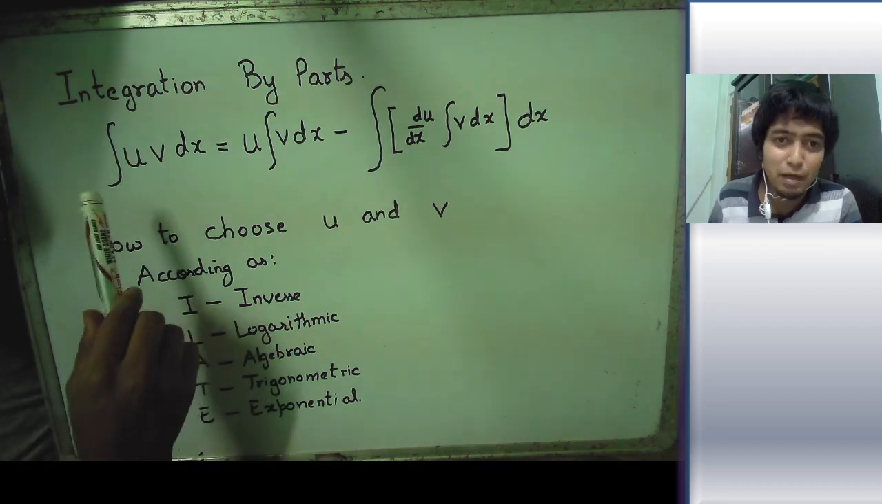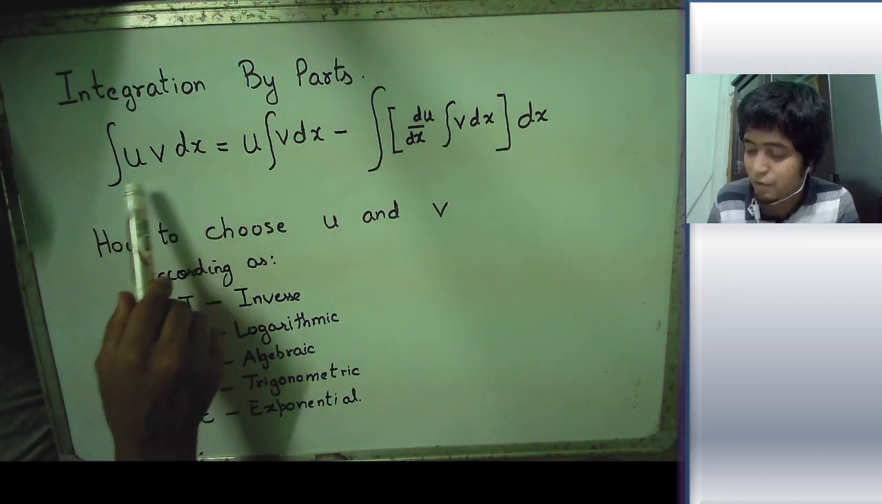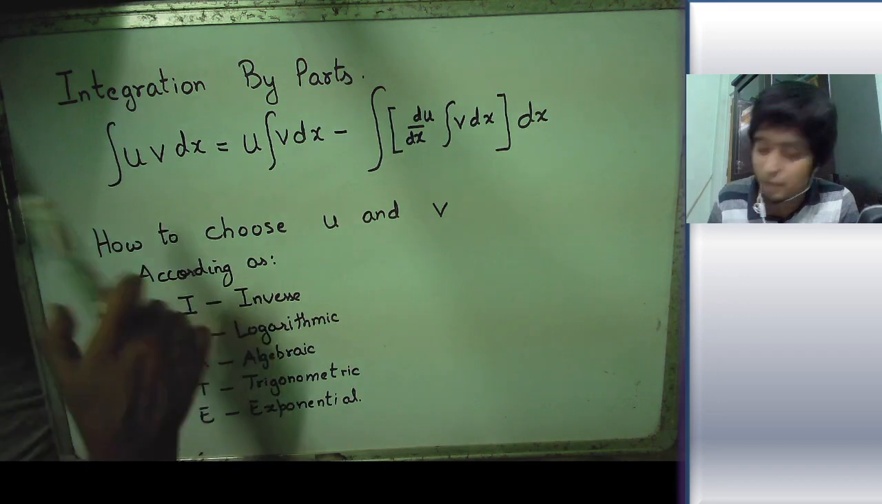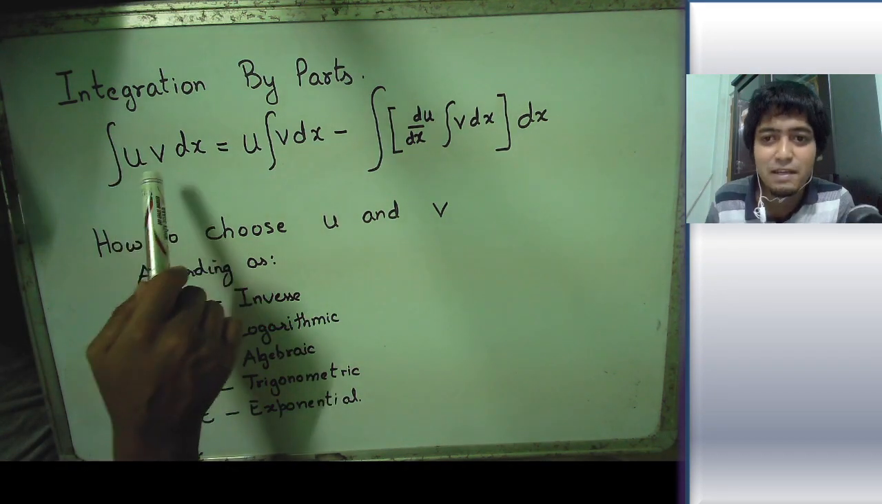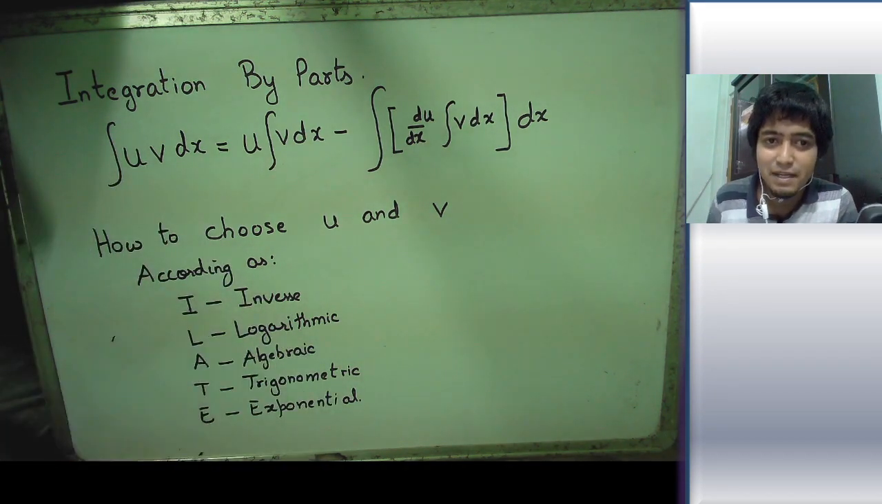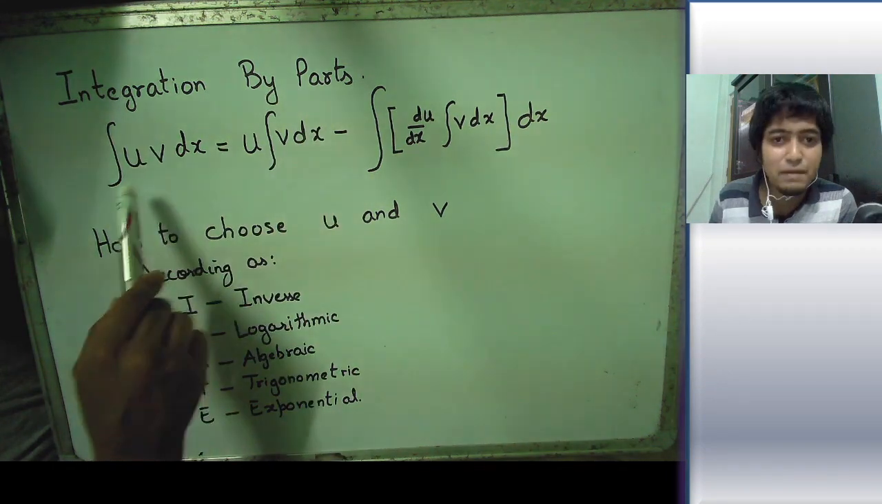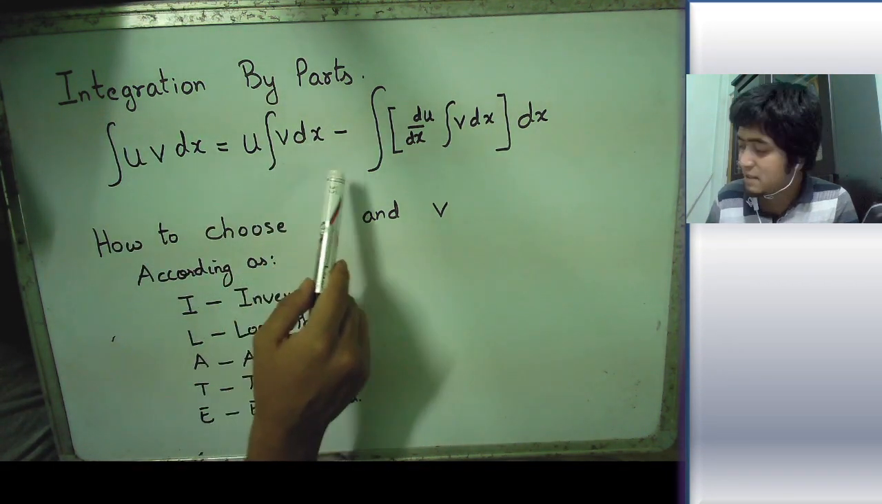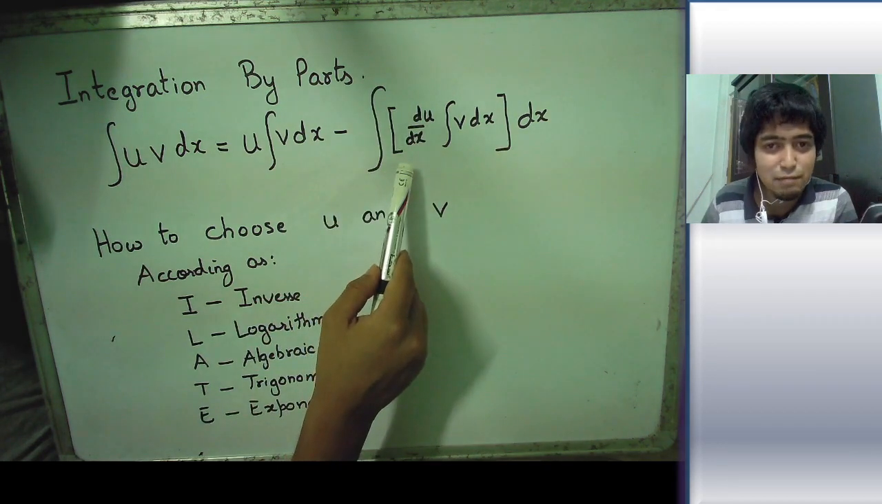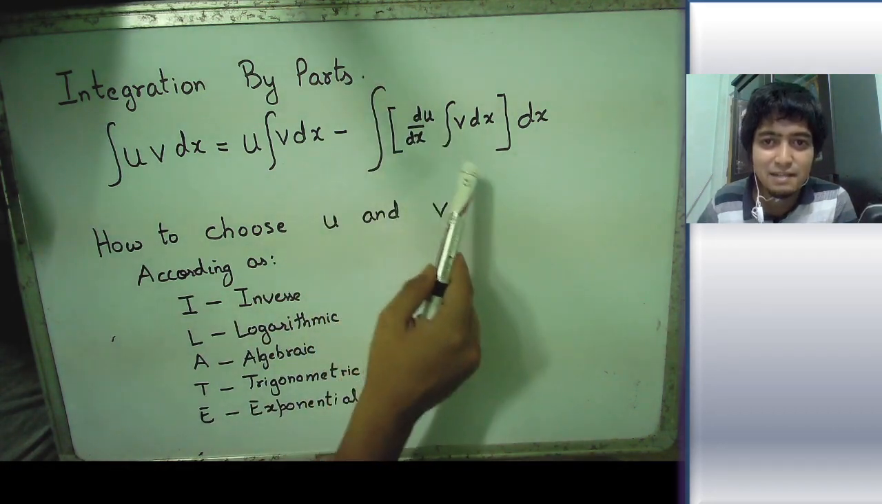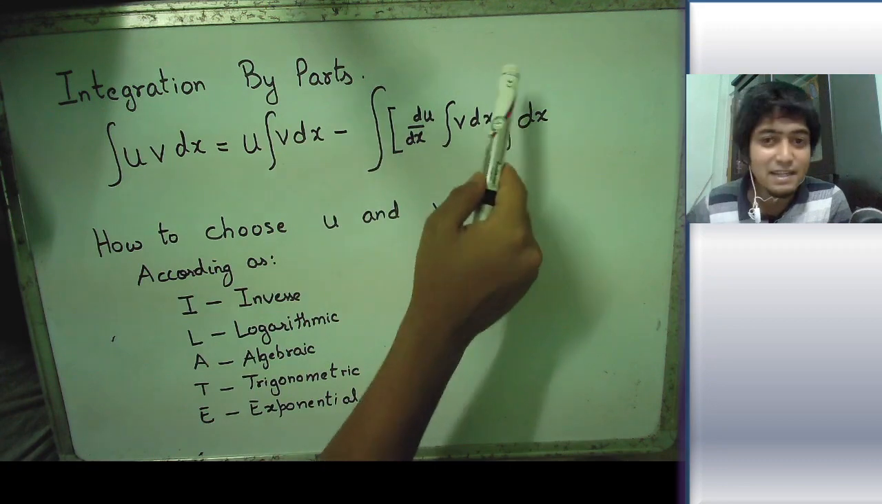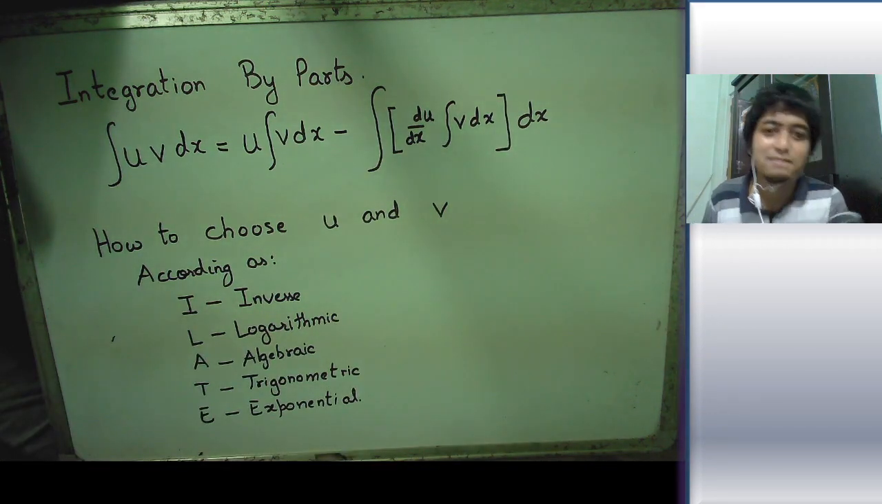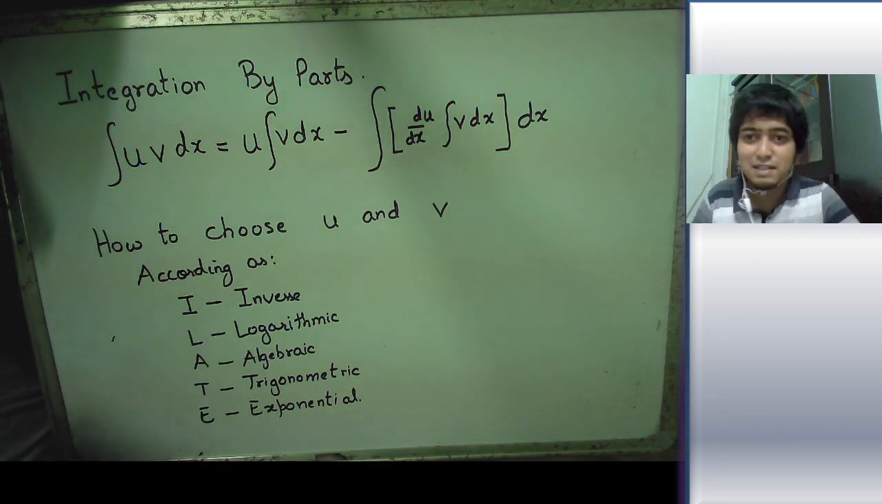So over here, we have u and v, where u depends on x, v also depends on x. Then the integration of uv dx is equal to u times integration of v dx minus integration of [du/dx times integration of v dx] dx. Okay, so this is useful.